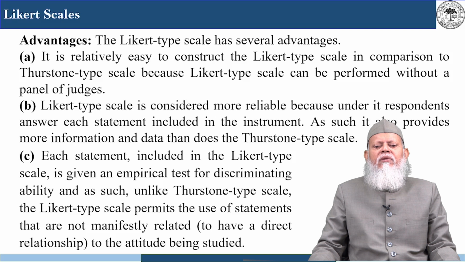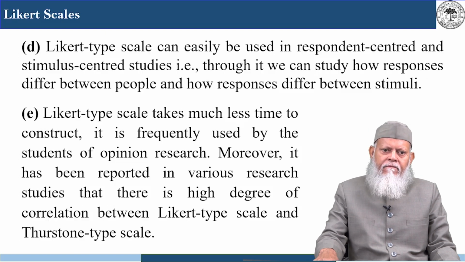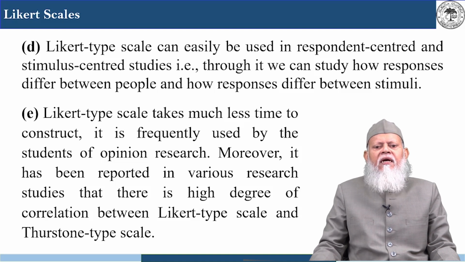Each statement included in the Likert type scale is given an empirical test for discriminating ability, and as such, unlike the Thurstone type scale, the Likert type scale permits the use of statements that are not manifestly related, that do not have a direct relationship to the attitude being studied. The Likert type scale can easily be used in respondent-centered and stimulus-centered studies. That is, through it, we can study how responses differ between people and how responses differ between stimuli.